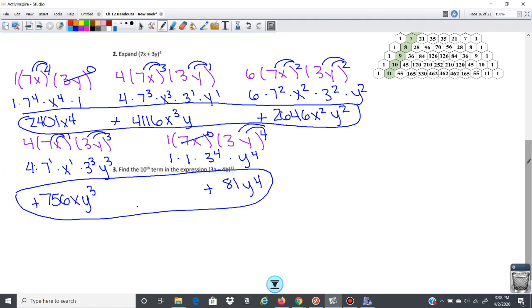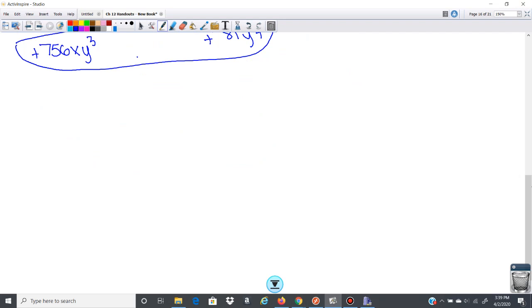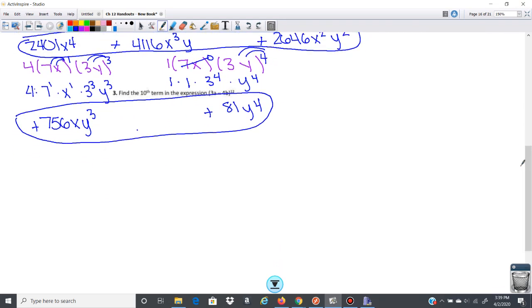All right, and then let's do the last problem here. You've got the 10th term in your expansion. Nope, lost it. All right, so the 10th term in the expansion, 3a minus 4b to the 12th. So our n here is going to be 12, and then our r is going to be 10. We're finding the 10th term.